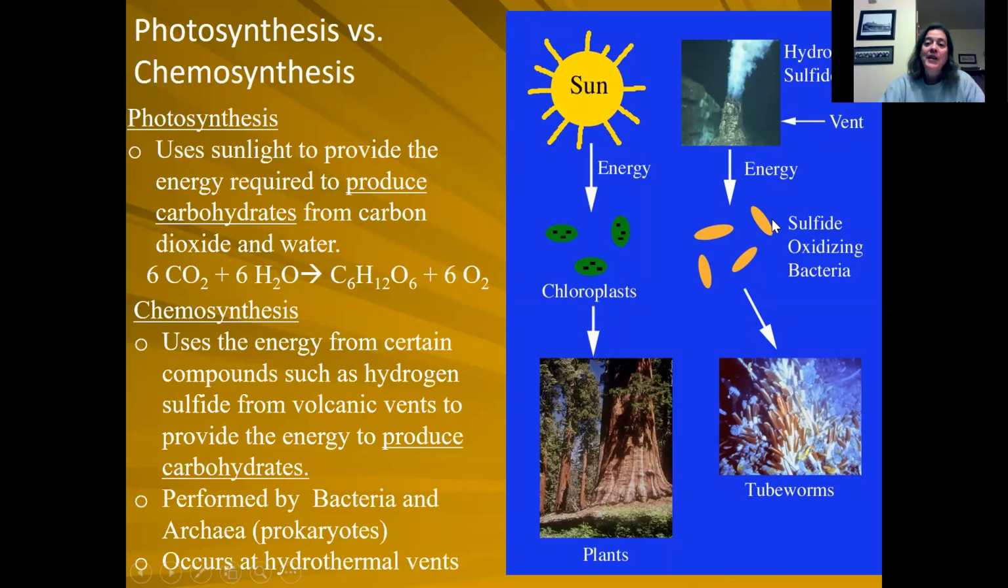That provides the energy. And then you have the sulfite oxidizing bacteria, which is kind of like the chloroplasts, and they perform the chemosynthesis. And then you have organisms like tube worms, in which that sulfite oxidizing bacteria live, and they start the food chain from there.